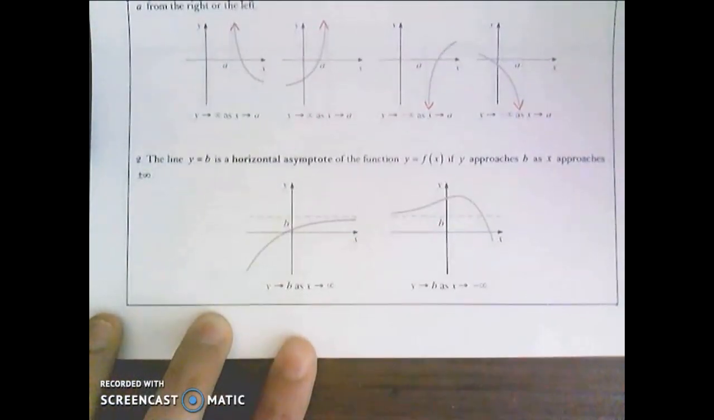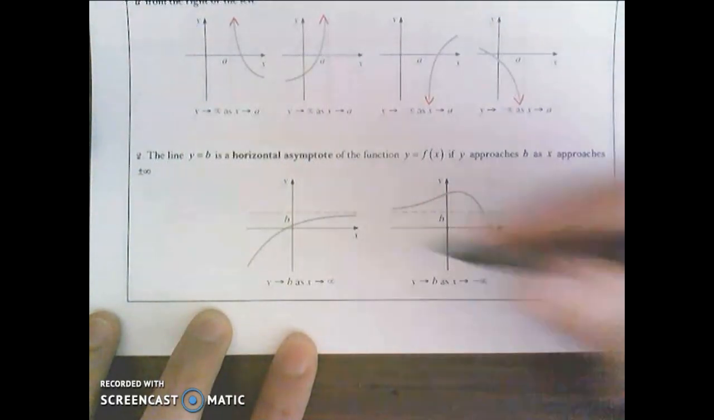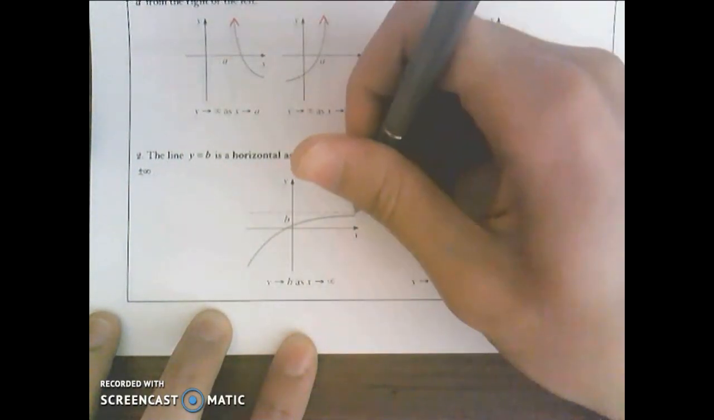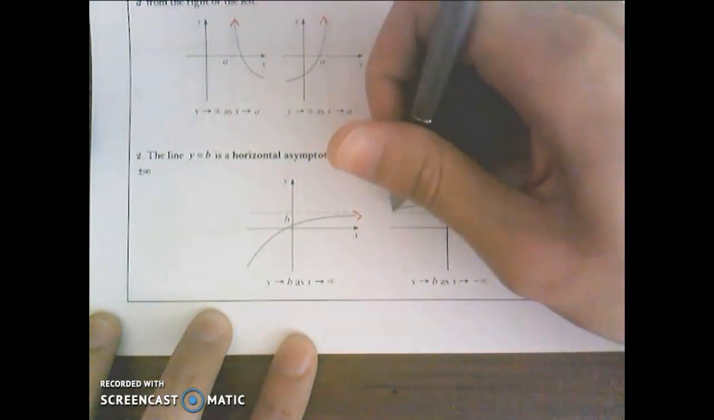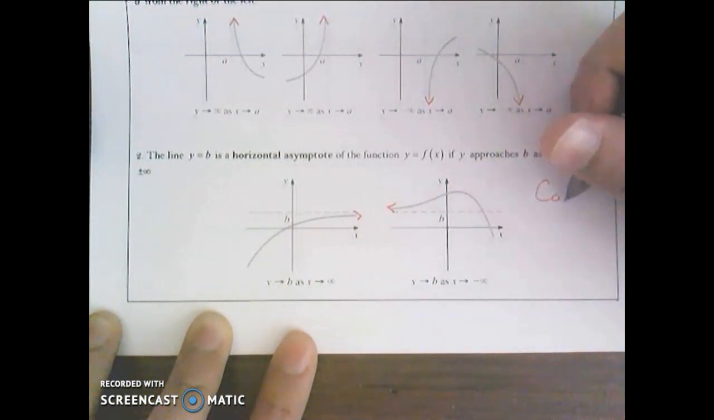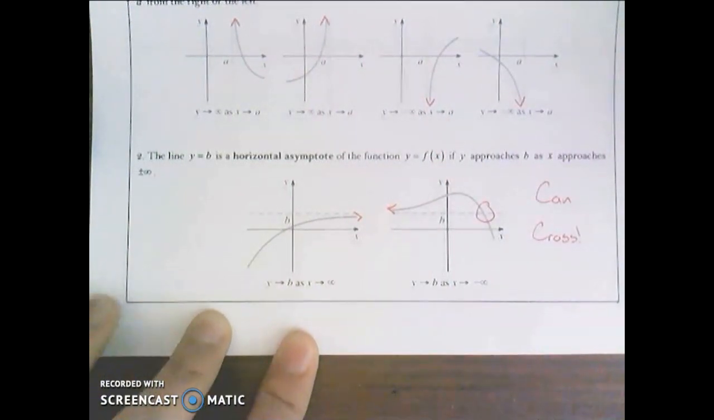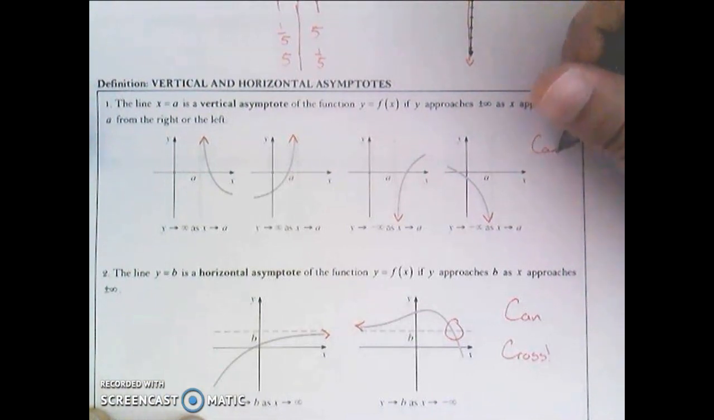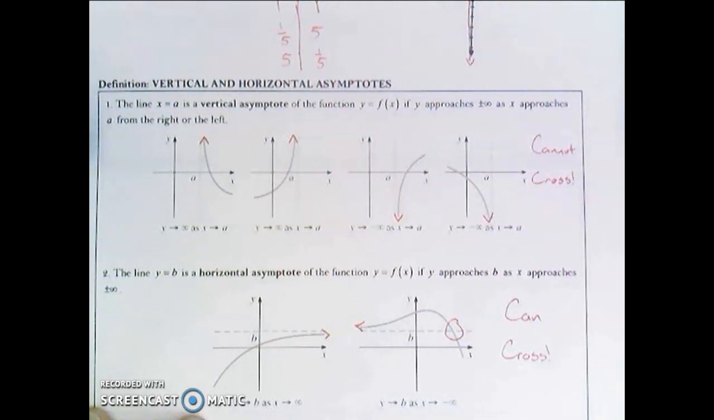For horizontal asymptotes, we have the line y equals b, which the function approaches as x goes off to plus or minus infinity. So as x approaches infinity, we get really close to this y value b. And as x approaches negative infinity, we get close to this y value b. Contrary to common misconception, a horizontal asymptote, the function can cross. An example would be right here. We can see that it crosses the horizontal asymptote. However, a vertical asymptote, the function cannot cross, because that's where the function is undefined.